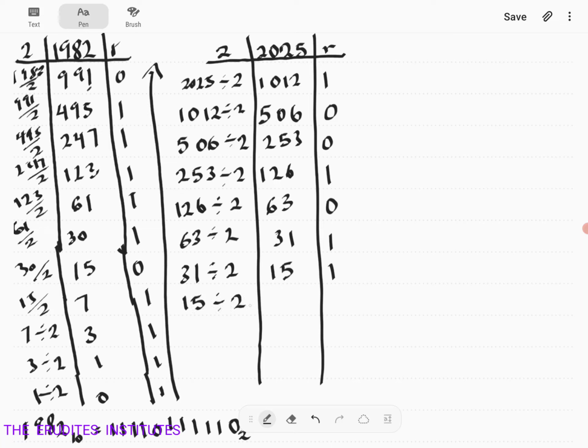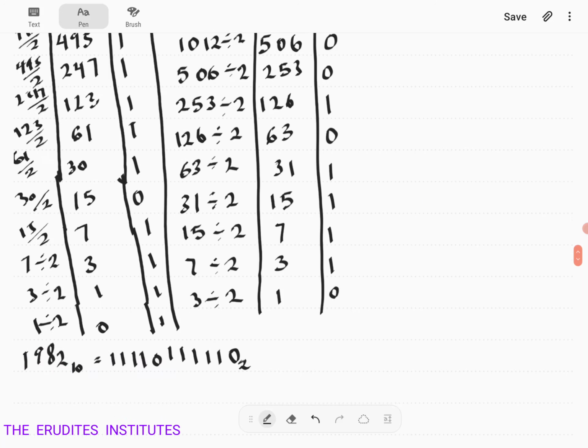15 divided by 2 would give us 7 with a remainder of 1. 7 divided by 2 would give us 3 with a remainder of 1. 3 divided by 2 would give us 1 with a remainder of 1. 1 divided by 2 would give us 0 with a remainder of 1.